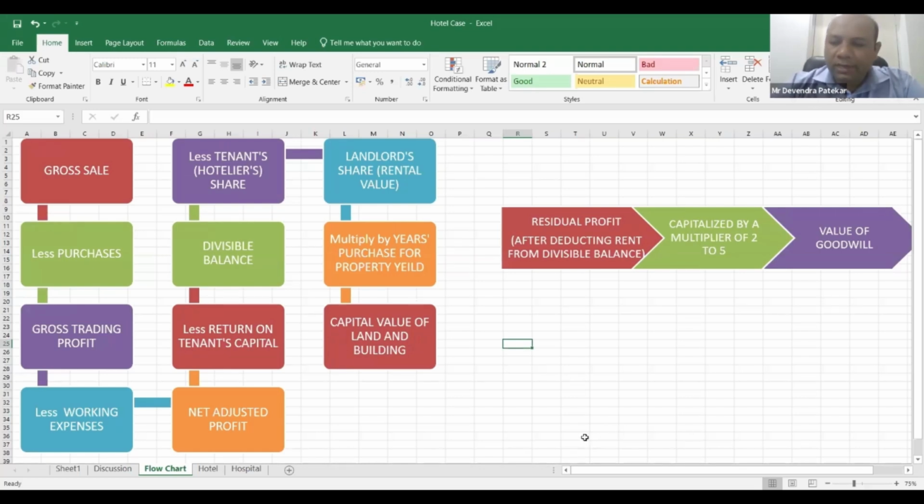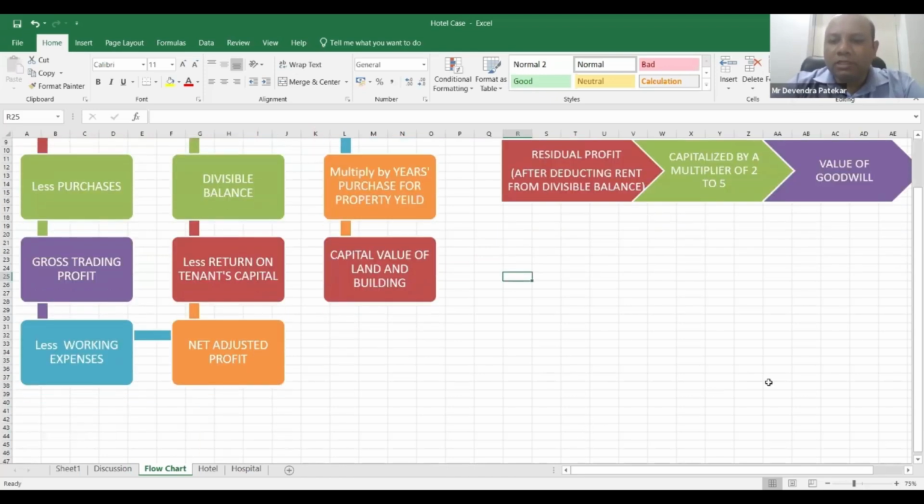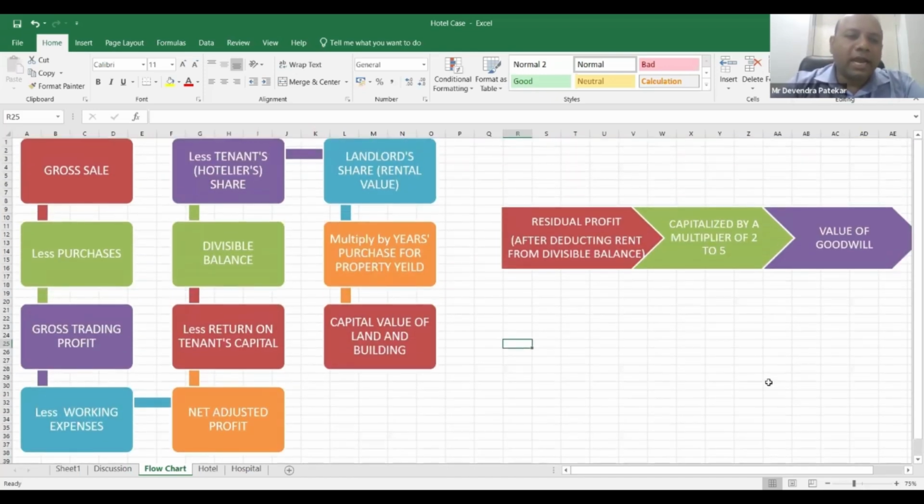Then we have also considered the purchases. Herein the purchases would mean the direct purchases that the hotelier has made. Purchases could be in the form of food, beverages, and the items required for running the restaurants and hotels. So all those purchases were deducted from the gross sale.